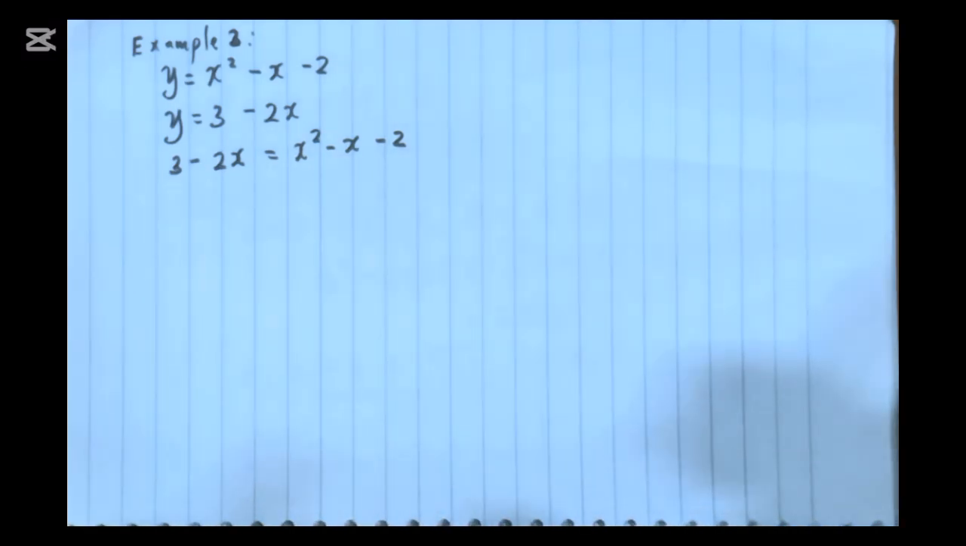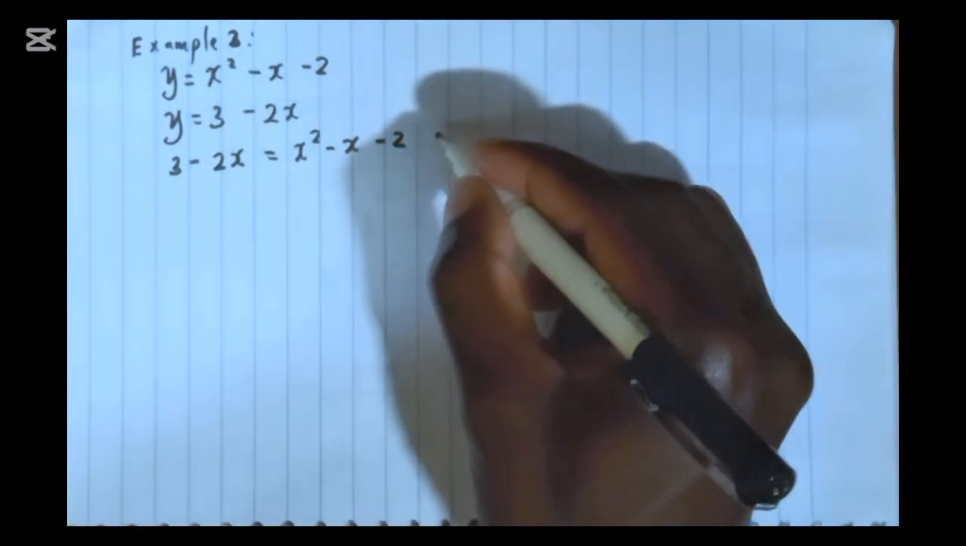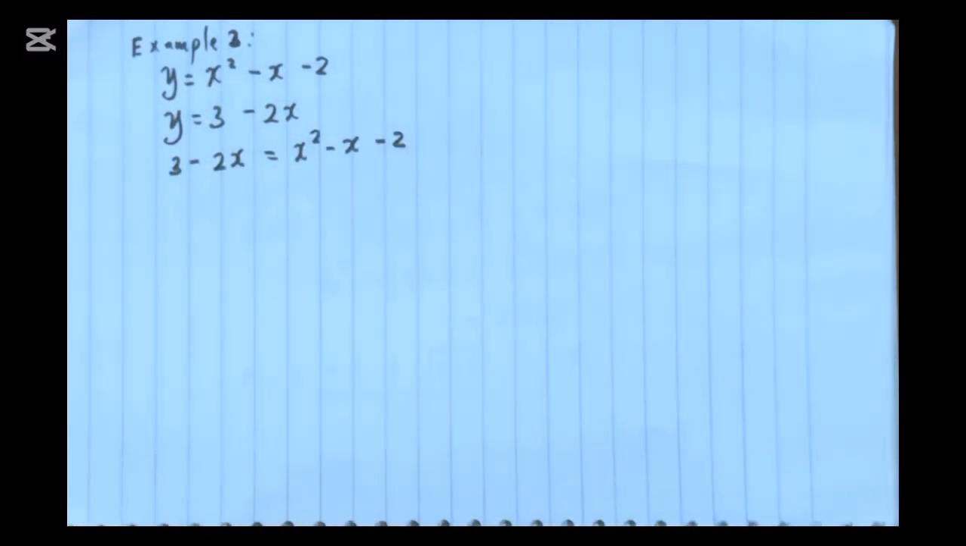So basically, we have equated both of the equations to each other, because both of them are equal to y. All right. So after we've done this, we are going to collect like terms and then equate the whole equation to 0.